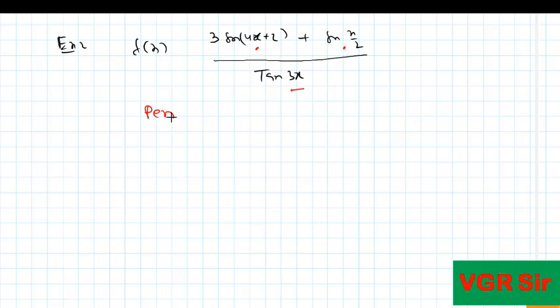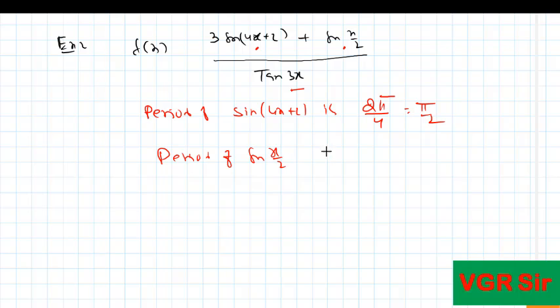Period of sin(4x + 2): directly, the fundamental period is 2 pi divided by the x coefficient 4, which is equal to pi by 2. Period of sin(x/2) is fundamentally 2 pi by the x coefficient 1 by 2, that is equal to 4 pi. Period of tan 3x: the fundamental period of the tan function is pi, not 2 pi, so it is pi by 3.